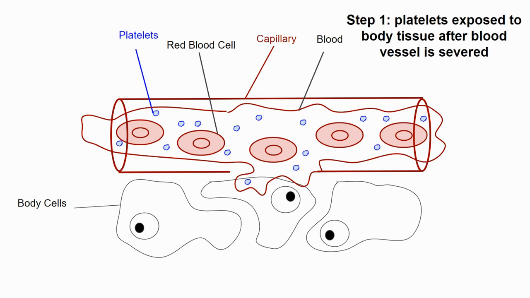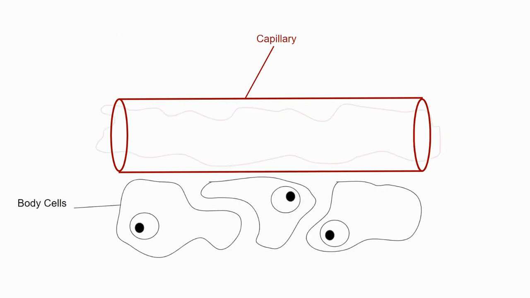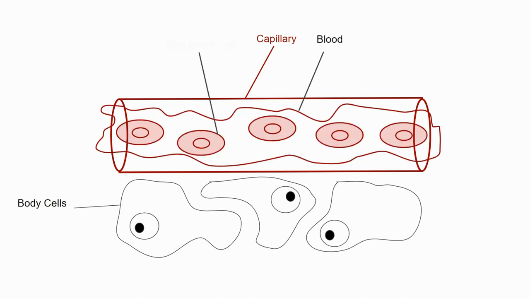Step one in blood clotting, and you want to do this in steps, is the platelets are exposed to body tissues after the blood vessel is severed. This is your first picture with your first step that you're going to put in the draw the process of blood clotting. I would maybe watch this all the way through and then go back and pause it and draw the pictures. So again, here's my capillary, my body cells, my blood.